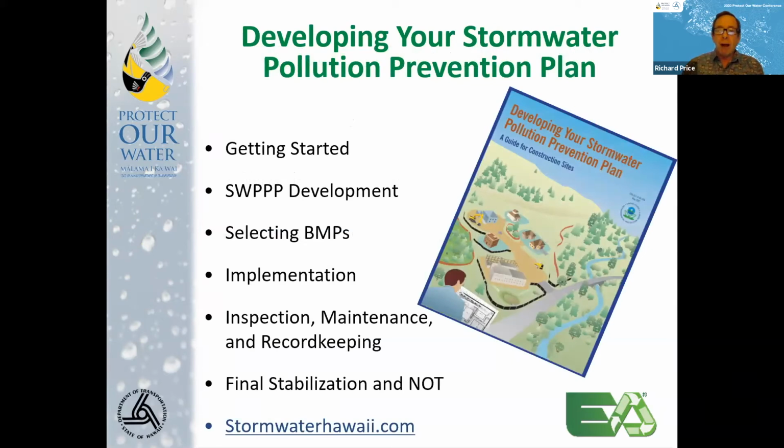So I just thought I'd start out and introduce that the EPA has a good guidance document. I believe it came out in 2015 or 16, Developing Your Stormwater Pollution Prevention Plan. They go through step by step: getting started on developing your plan, selecting your BMPs, implementation, inspection and maintenance. And this plan is available on the stormwaterhawaii.com website. So it's good guidance for you to use, and I'm going to follow through some of the steps in this today when we talk more about it in a little bit.